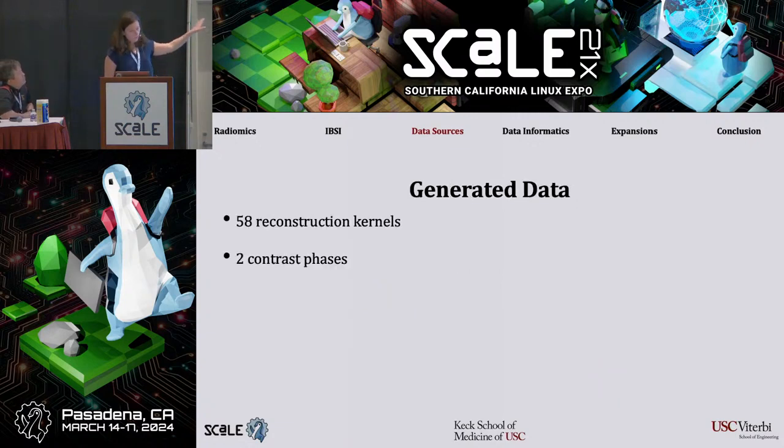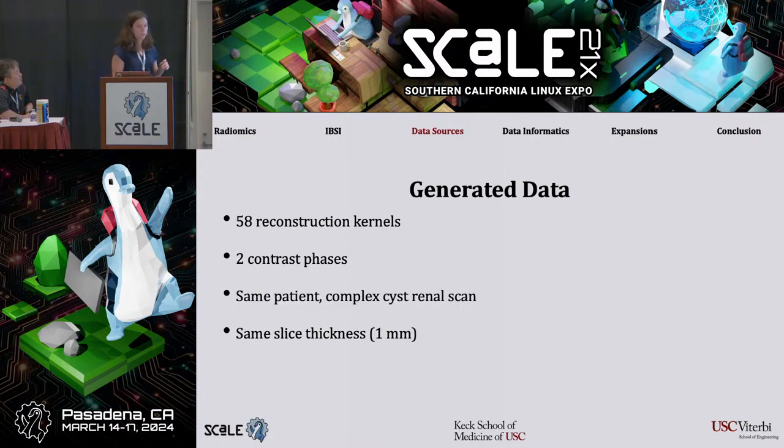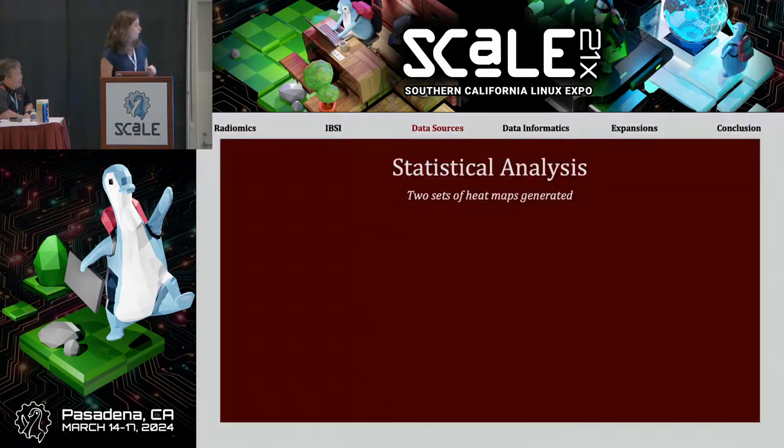So we took one patient scan on one day. We had a consistent slice thickness. We took 2 contrast phases. We took a complex cyst renal scan, and we reconstructed the data in all 58 kernels. We also generated all radiomic values, and by controlling for all of these other sources of variation, we were looking specifically for the mathematical differences there, and minimize the clinical noise and the clinical variation that is possible.